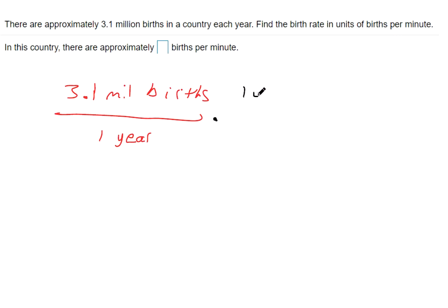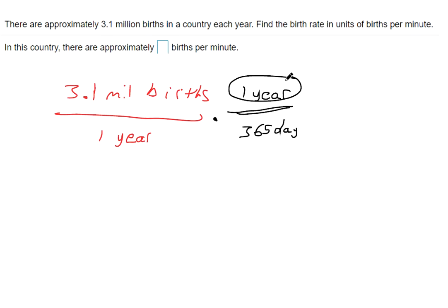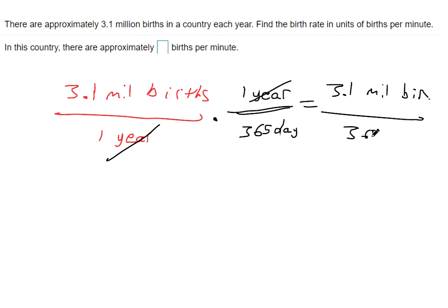First, I could say, well, I know 1 year is 365 days. And look, this is legal to do in mathematics because this is something divided by itself. 1 year is the same as 365 days, right? So something divided by something equal to itself, that's just 1. I'm really just taking the number they gave me and multiplying it by 1, just with different units. The reason I put years up top is because from fractions, if we remember, this is cross-simplifying. Those can cross-simplify with one another. So now we have 3.1 million, I'm just going to write MIL for million, births, for 365 days.